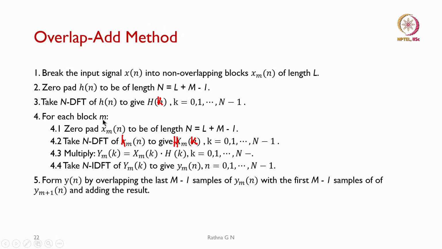These are the two signals whose DFT we have taken, and then we will multiply them, and then take the N point IDFT of Y m of k, what we have got, to give y m of n. For the inverse DFT, n will vary between 0 to N minus 1. Then the fifth step is to form y of n by overlapping the last m minus 1 samples of y m of n with the first m minus 1 samples of y m plus 1 of n and adding the result. So, this is how we will be doing it.